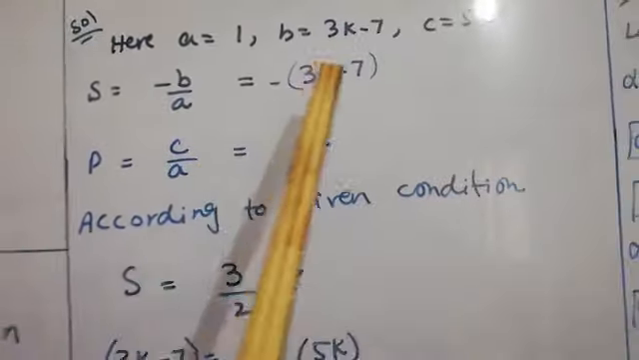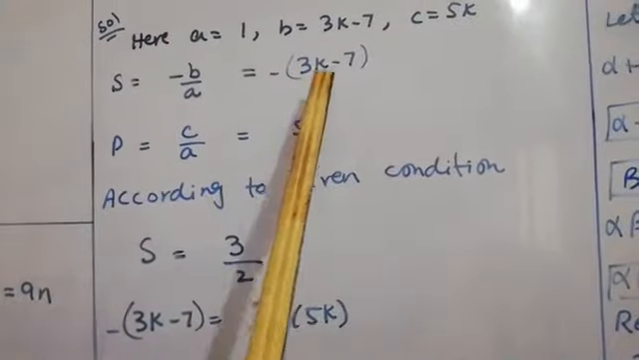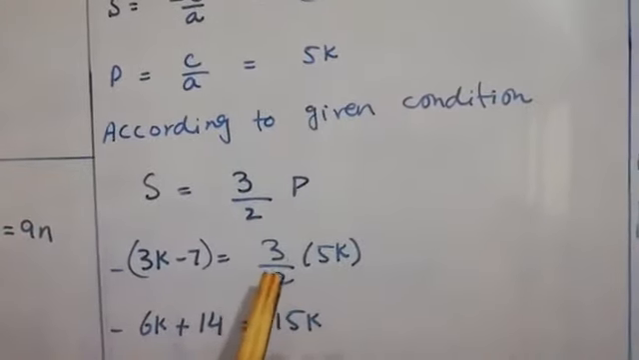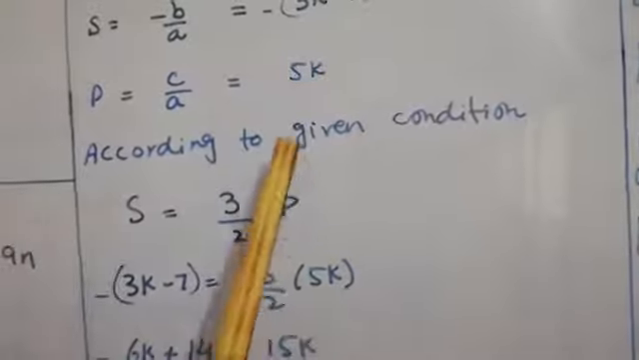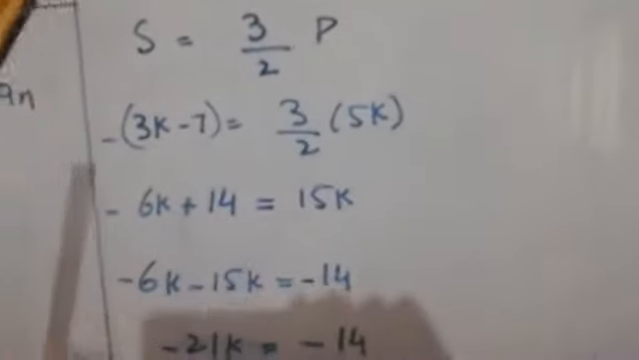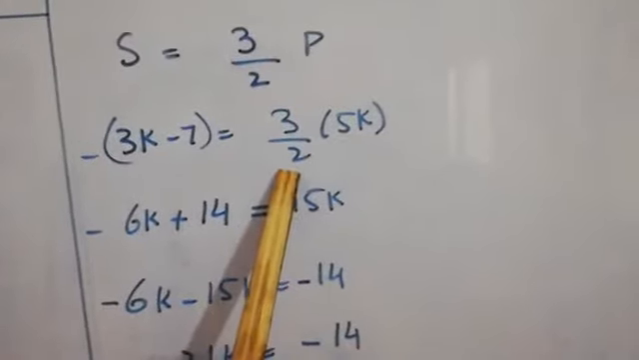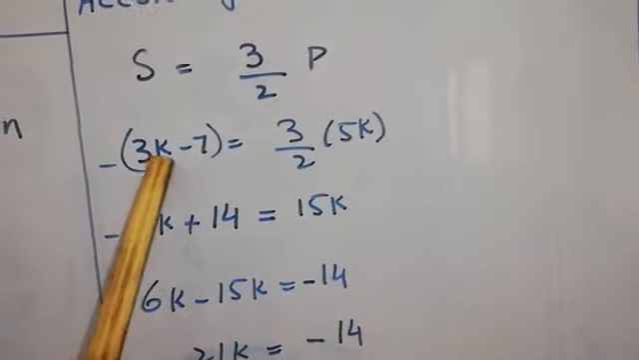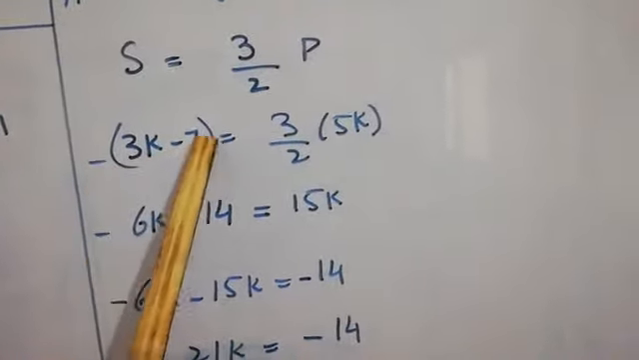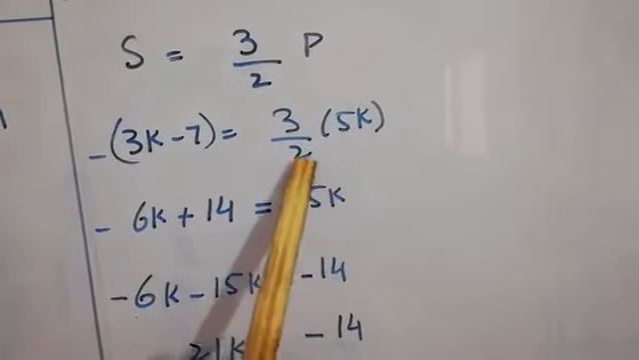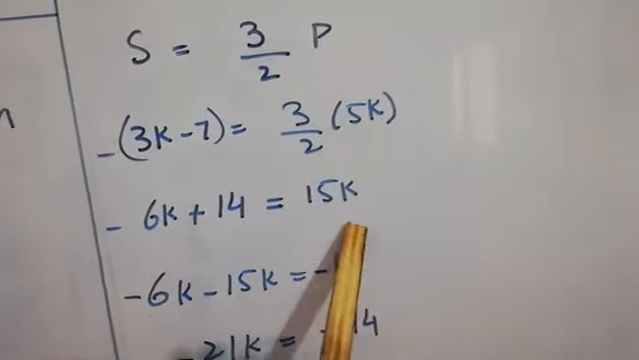So we will put the values: sum, minus (3k minus 7), equals 3 by 2, and the value of product is 5k. Now we will multiply the equation by 2 on both sides. It will become minus 6k, 3 twos are 6, minus minus plus 7 twos are 14, and here 2 will be cancelled, 3 fives are 15k.